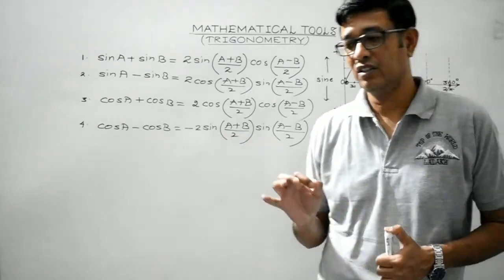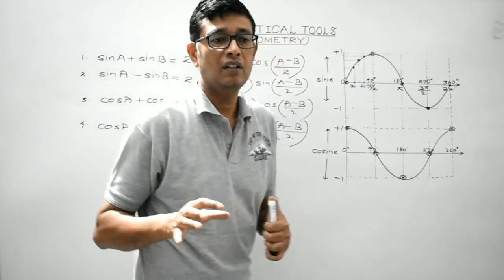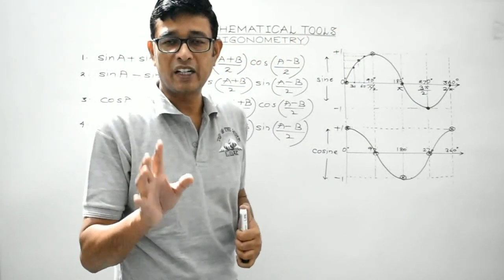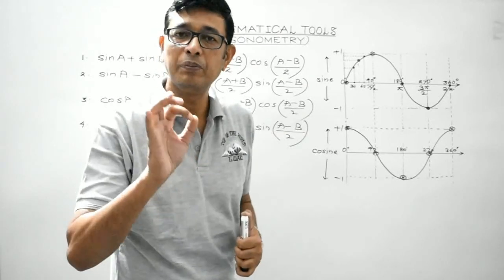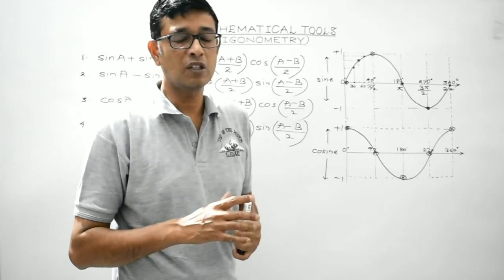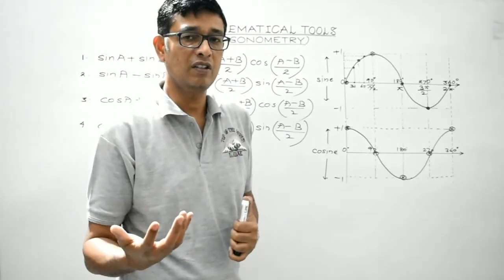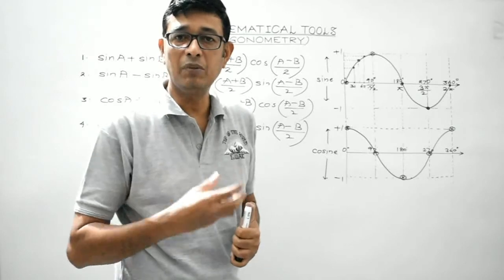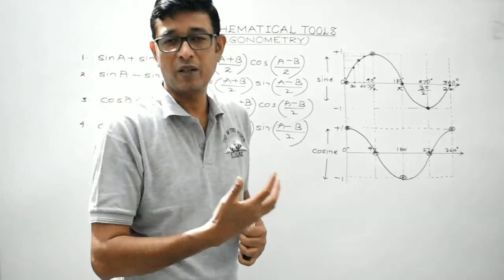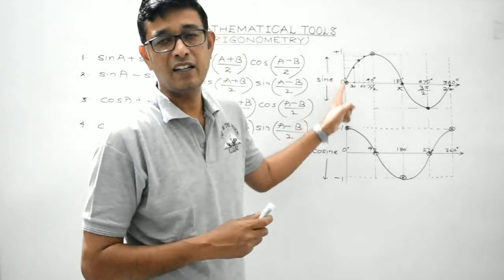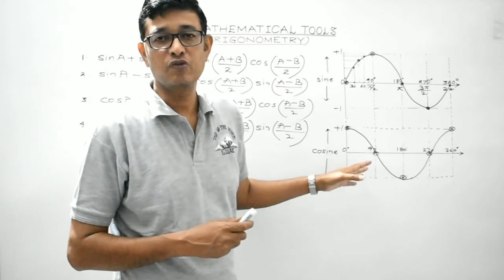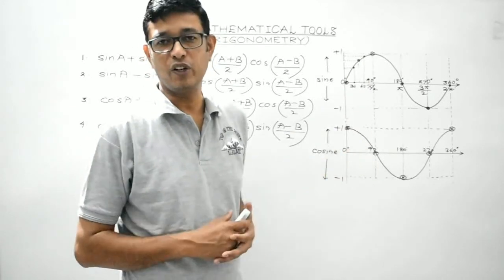I will state once again, by concluding, that it is only the sine and cosine trigonometric functions which are of periodic nature. So whenever we talk about a body executing periodic motion, mathematically we make use of sine and cosine functions to express its motion. So these are the graphs which we'll be using very frequently.